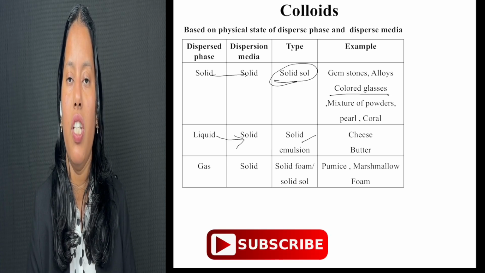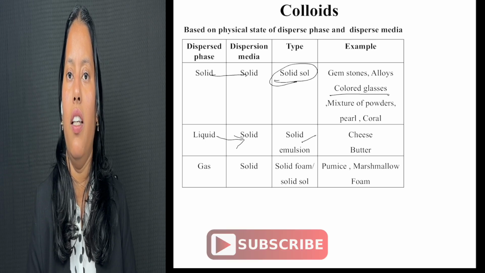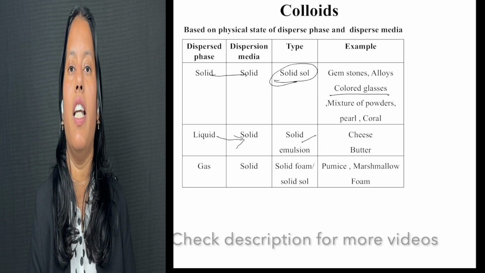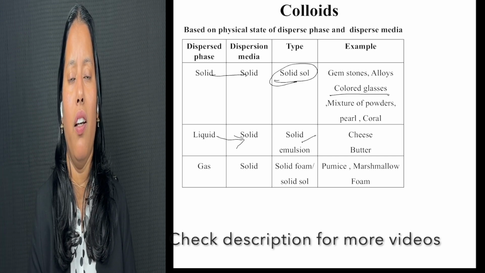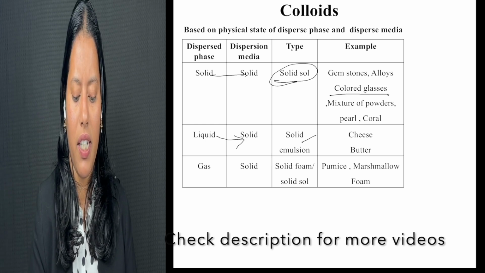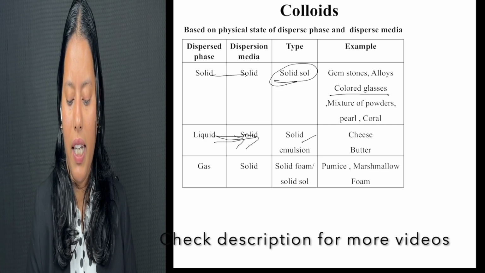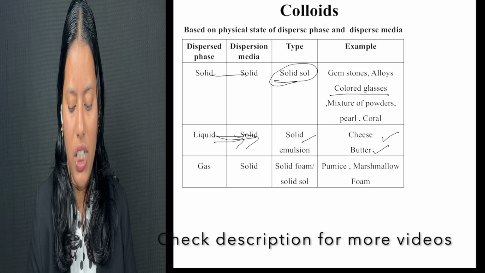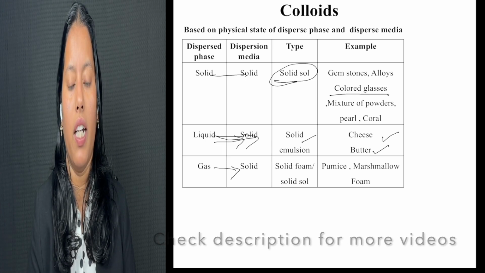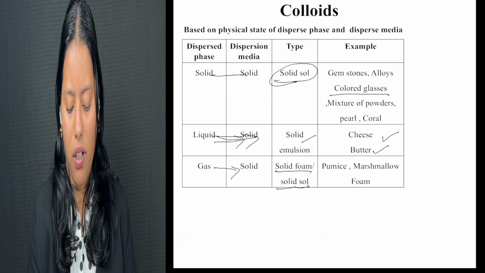Next is liquid into solid, and it is called the solid emulsion. The examples are cheese and butter. When you prepare butter, all the fatty material of your milk or curd gets separated out, and some of the water gets trapped. So that is the example of liquid trapped into solid, and the examples are butter and cheese.